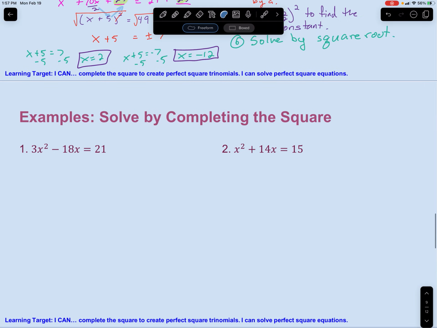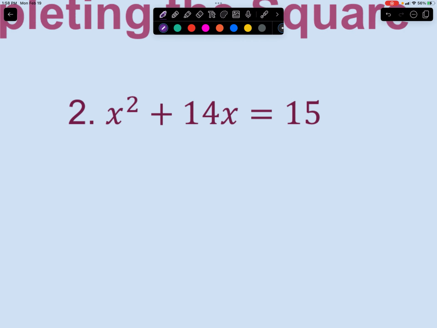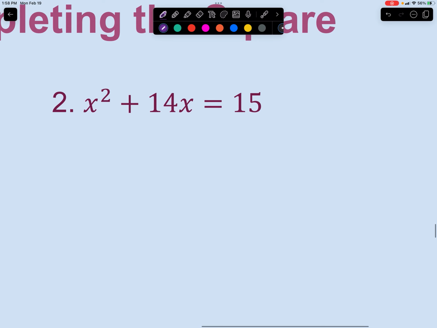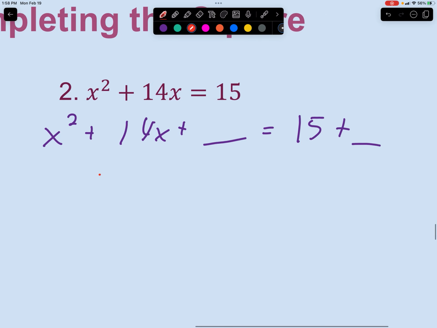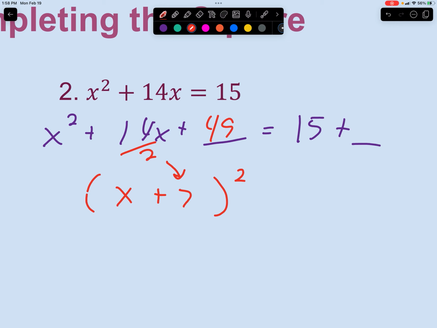I'm going to do one where we don't have to divide by the leading coefficient, this one right here. So I notice how I already have x squared and x on the same side. So I get to skip those first couple of steps. I'm going to throw in my blank to make room for my new constant. What I add to one side, I have to add to the other. Divide by 2, square it, add it to both sides.